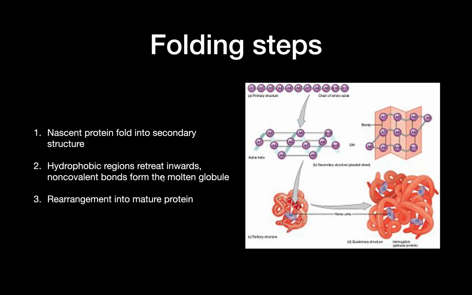So these are the folding steps. It folds into the secondary structure, and then it makes a molten globule, and then it rearranges into a mature protein. You just need to know that this doesn't happen by itself. It always has those chaperone proteins to help out.